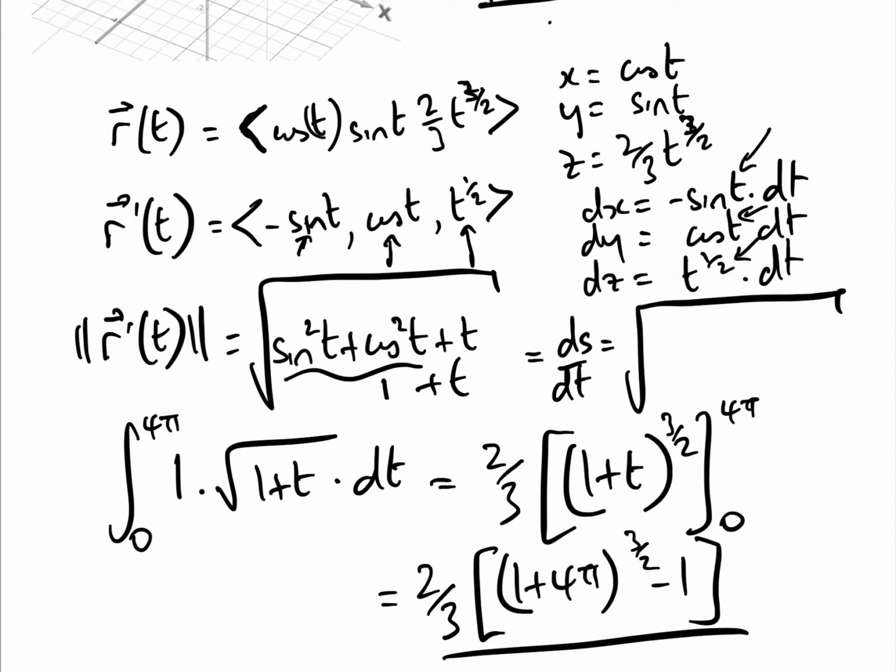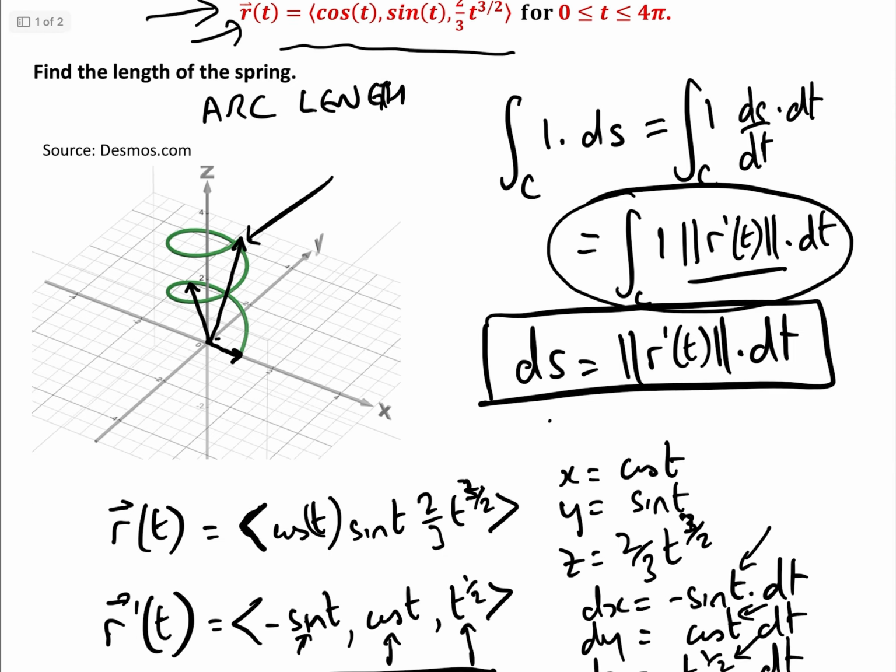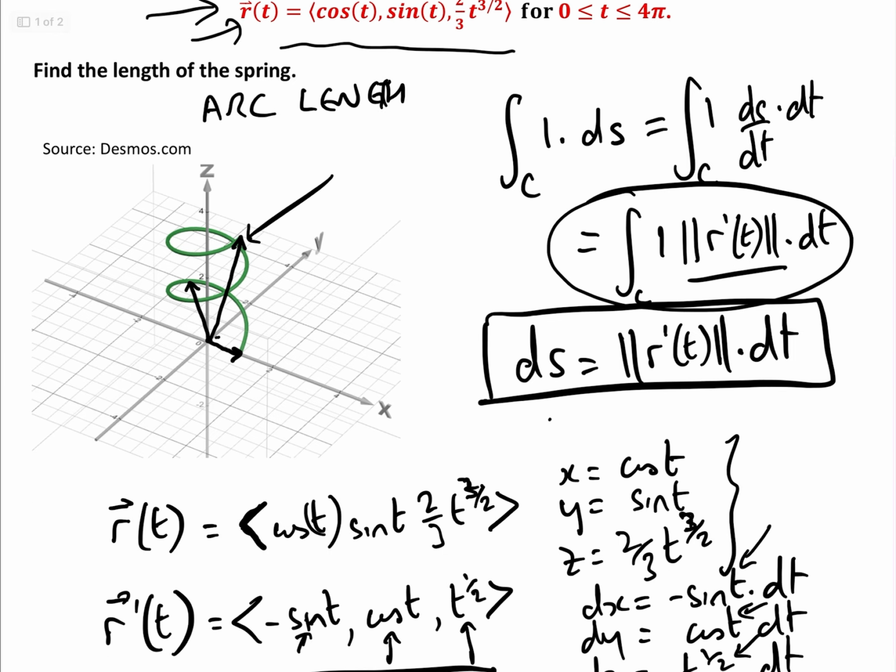So that's question type number 1, and just don't get confused with this different form in vector form rather than the more traditional parameterization form there.